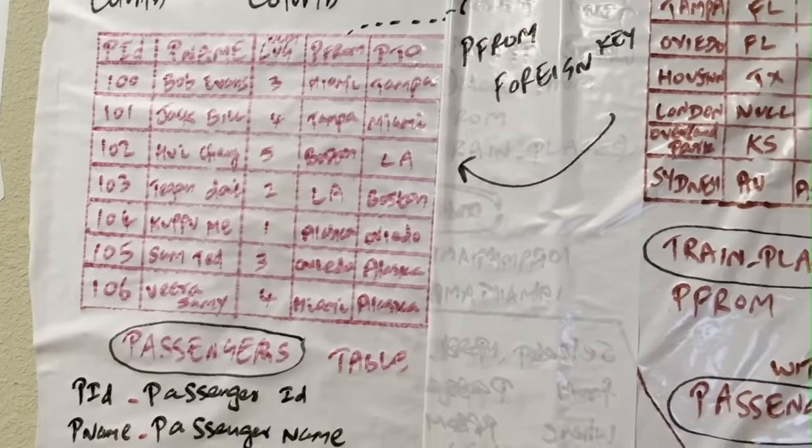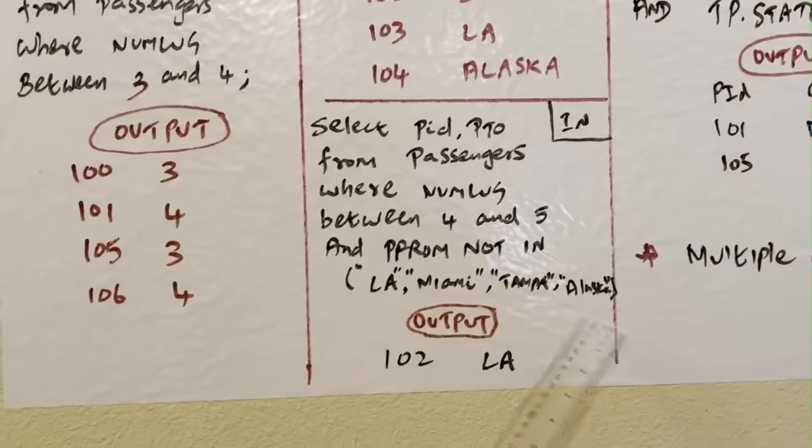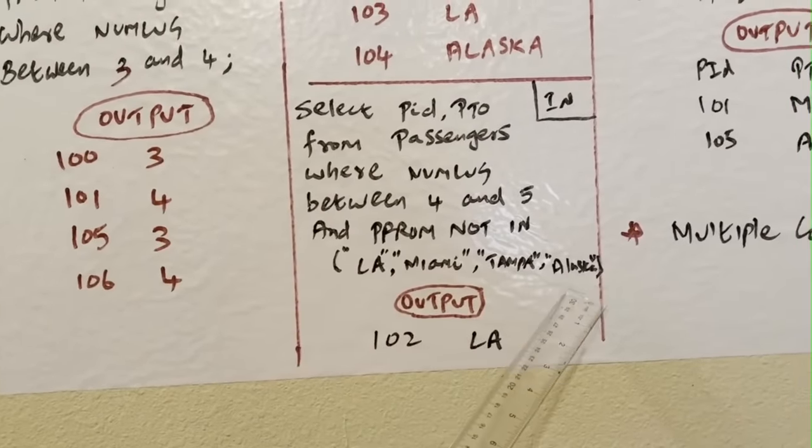But I have more conditions. I'm saying between 4 and 5 and P from not in all this. So LA, Miami, Tampa, Alaska, we have to exclude, not include, not in. Here we are using 2 operators, between and not in. When you see the output, there is only 102 and LA when you run this query against these 2 tables. Here we are using 1 table. When you use this query on the 1 table, this is the output. Let's go further deep.